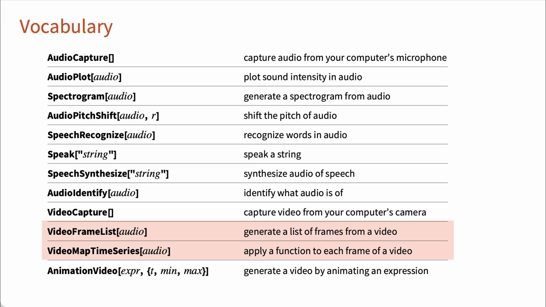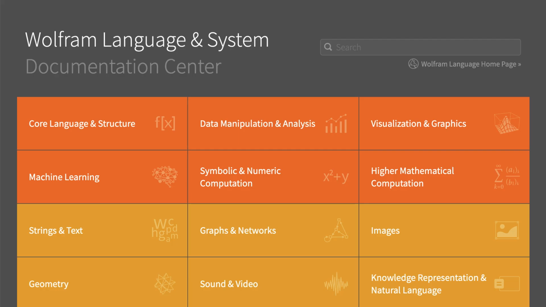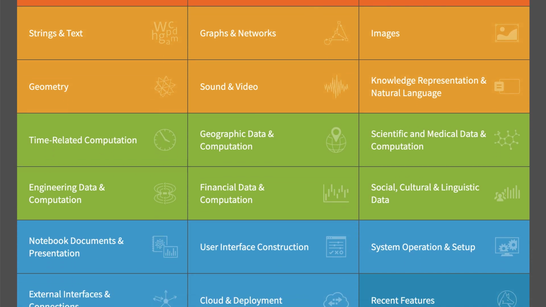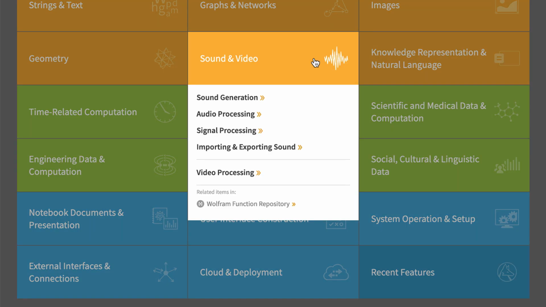Video can also be imported or generated in various ways, such as by using the animation video function, which works like manipulate but returns a video rather than a manipulate display. You can find more information on audio and video in the Wolfram Language by following links from the Sound and Video section in the Wolfram Language Documentation Center.